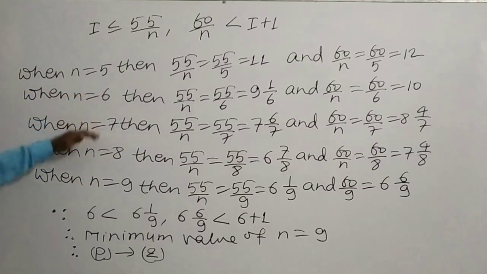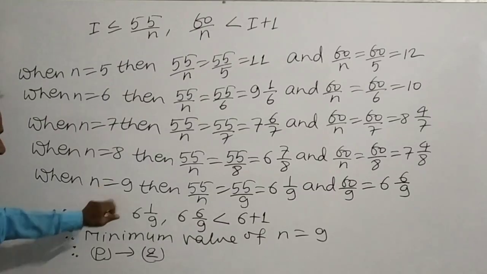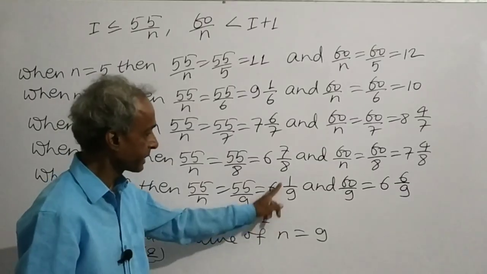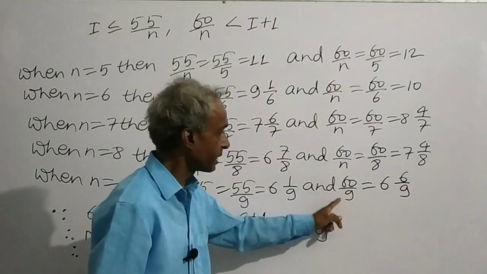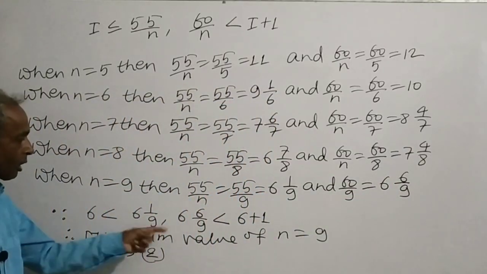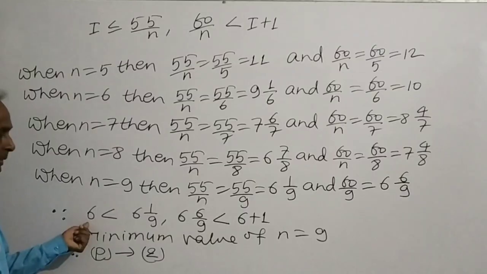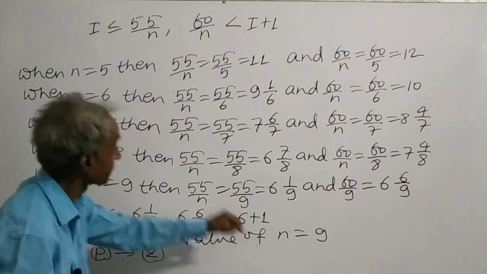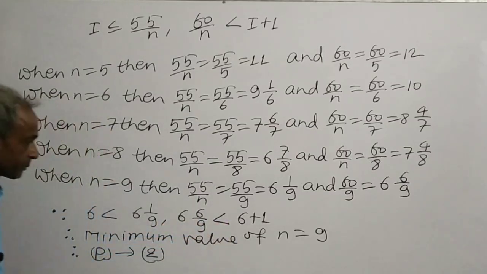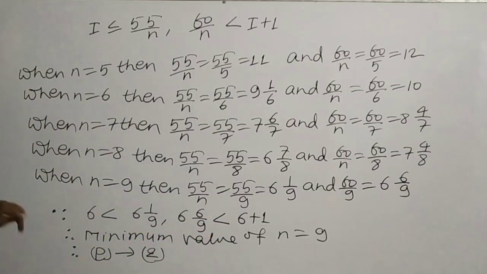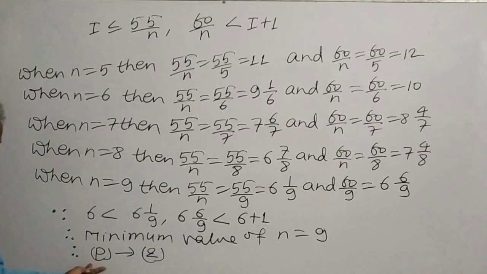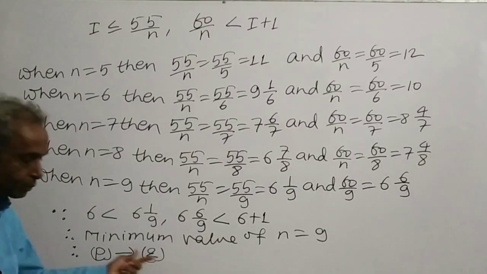Similarly, we keep on checking, and when we put n equal to 9, we see that 55 by 9 is equal to 6 and 1 by 9, while 60 by 9 is equal to 6 and 6 by 9. Both of these numbers lie between 6 and 6 plus 1, I and I plus 1, 6 and 7. Therefore, the minimum value of n is 9. Therefore, entry P will be matched with entry 2.